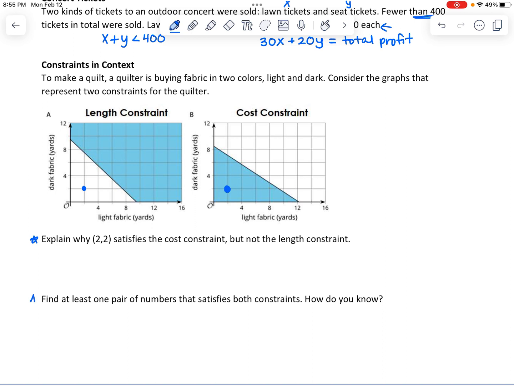So let's see if we can find at least one pair of numbers that satisfy both constraints. So I want to look for some numbers that would satisfy both. I know that this white triangle down at the bottom doesn't work, but what about a point like, let's see, this one. This is 6, 6. Will 6, 6 work for the other graph? Nope, that's outside the shaded region here. Okay, so that one doesn't work.